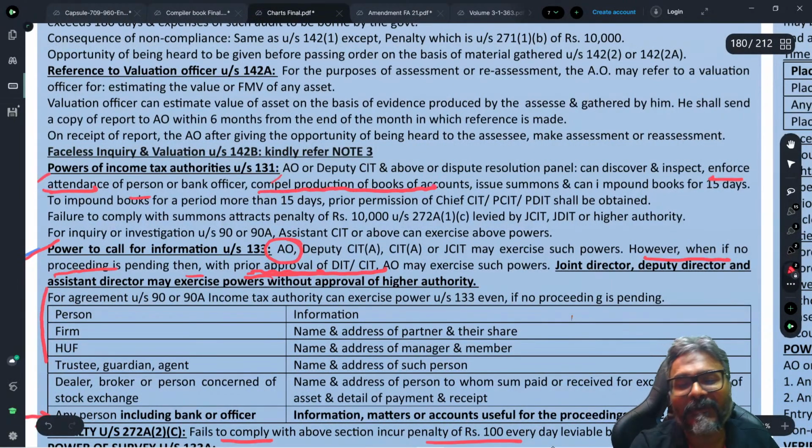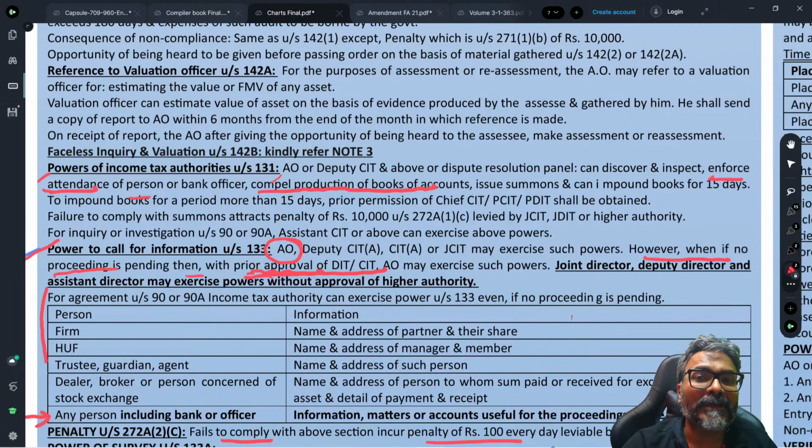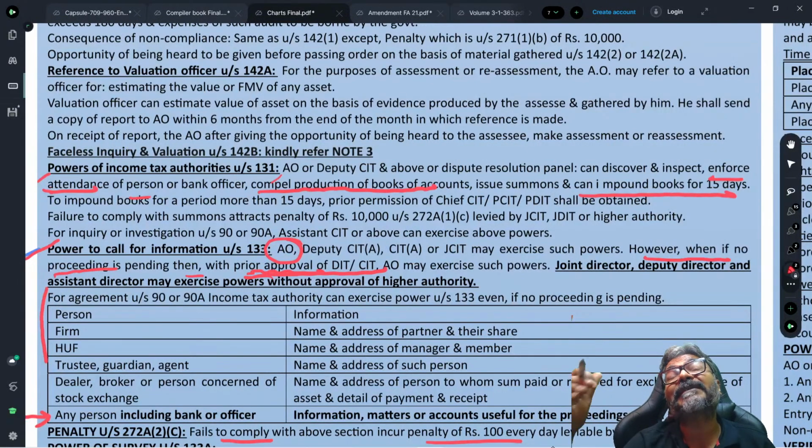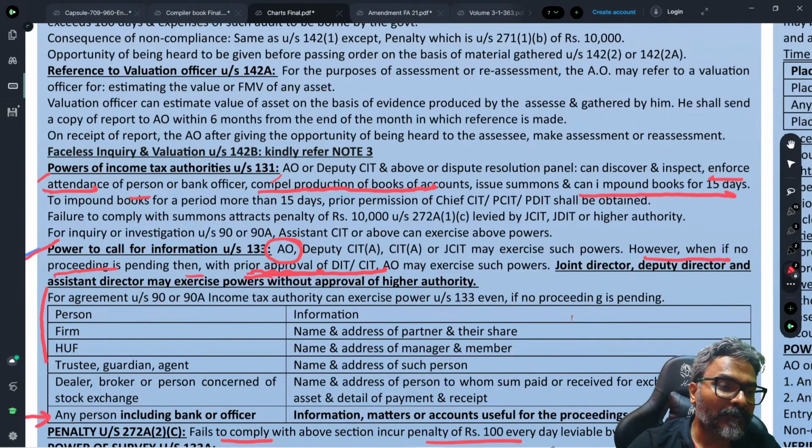production of the books of accounts. And not only that, the books of accounts which have been produced can be impounded, that is, seized, within that 15 days time limit. And that 15 days can also be extended further with the prior approval of the CIT or the PCIT, as the case may be. So that is the nature of power that we are talking about, students. Huge one, massive.